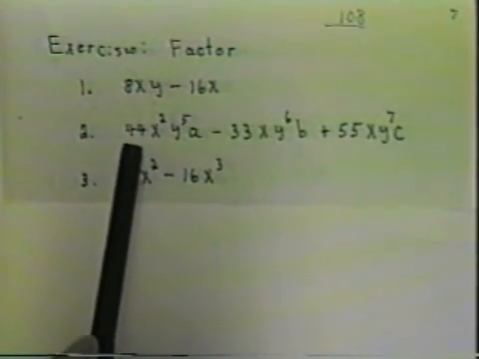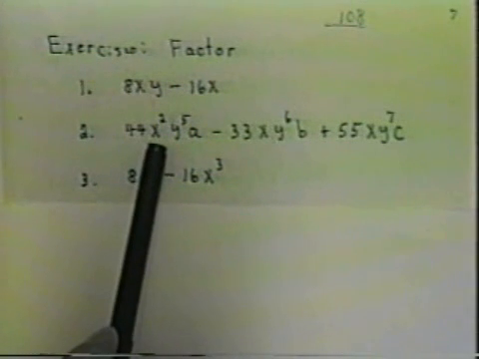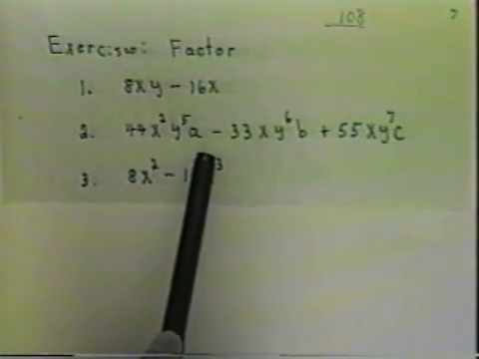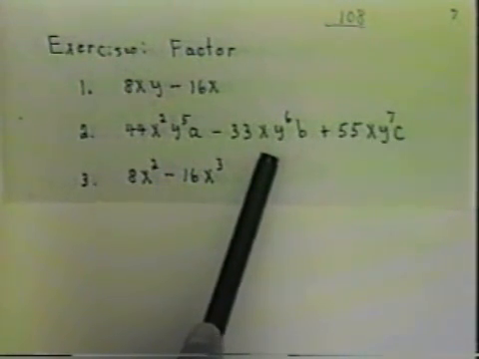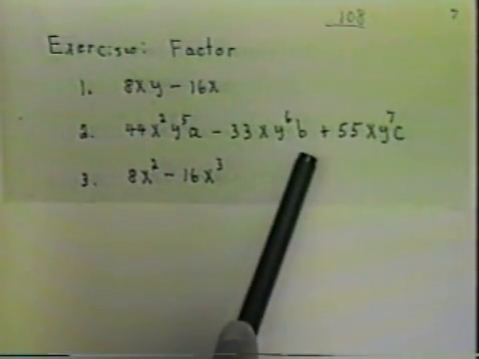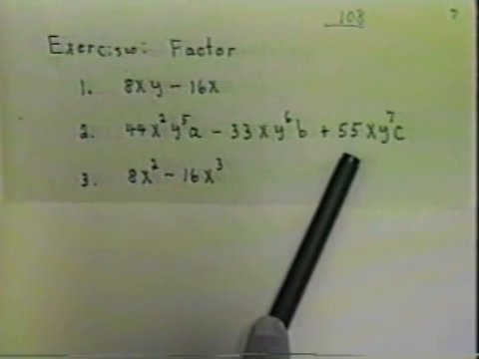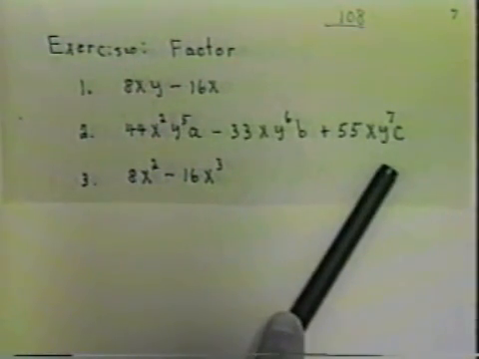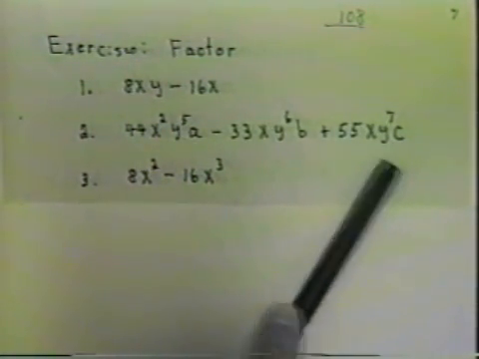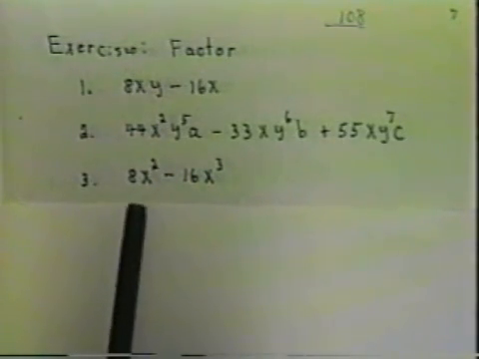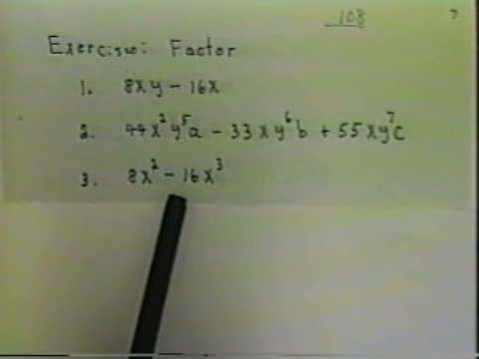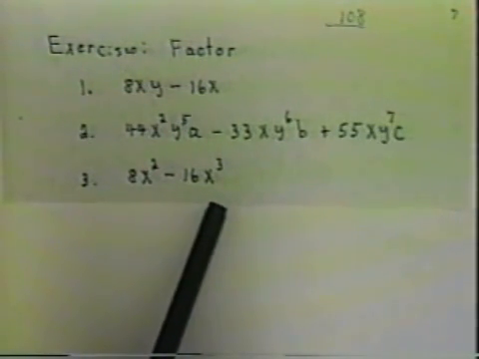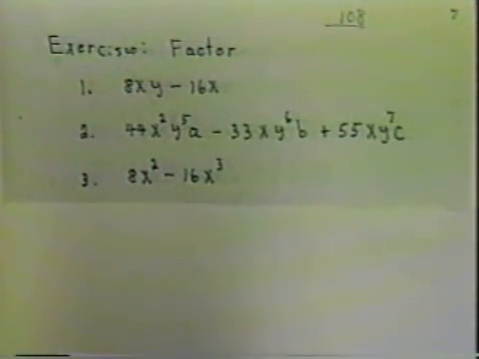The second one, 44x squared y to the 5th a minus 33x y to the 6th b plus 55x y to the 7th c. The third one, 8x squared minus 16x cubed.